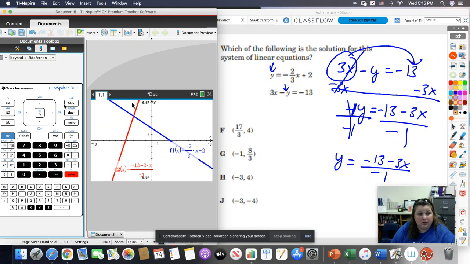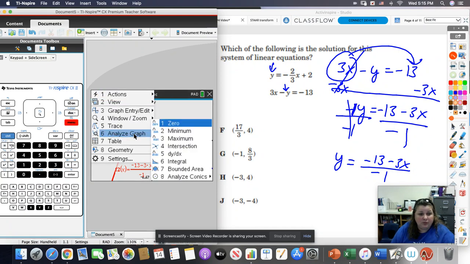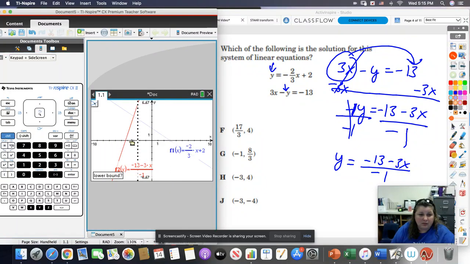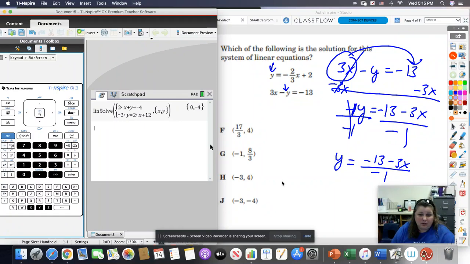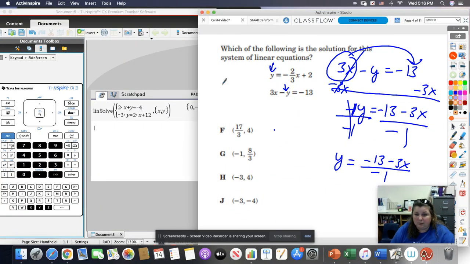Enter. Then menu, analyze, yes, and intersection. Click, slide, click, and it gives you the same solution, negative 3 and 4. Negative 3 and 4. So you can do it here. Oh, I deleted the other one. That's why. Okay, I was like, where did it go? Negative 3 and 4.